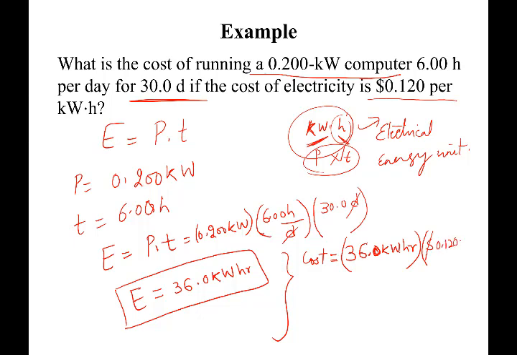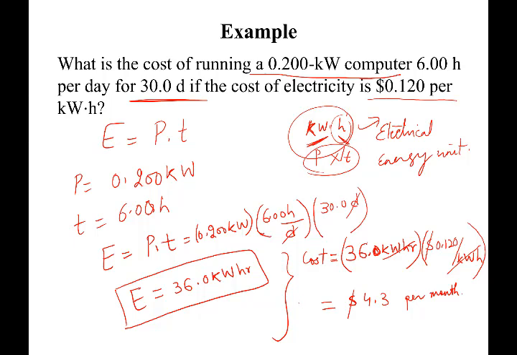0.120 per kilowatt hour, not per week, per kilowatt hour. So the basic idea is, in the end, I should get the answer in dollars. So 0.120 is charged per kilowatt hour. If you multiply both of them, out of your electric bill, if you are using your laptop for 6 hours per day, for a month you're paying $4.32 per month.